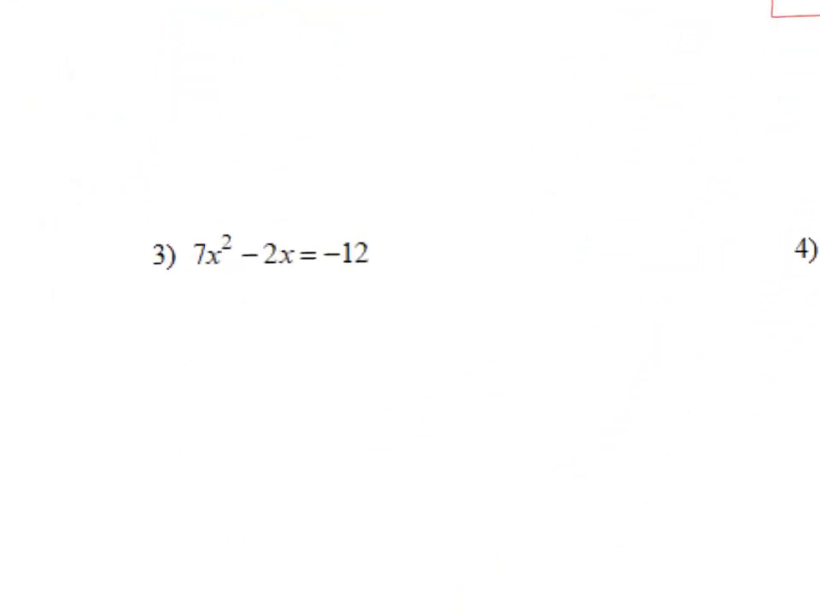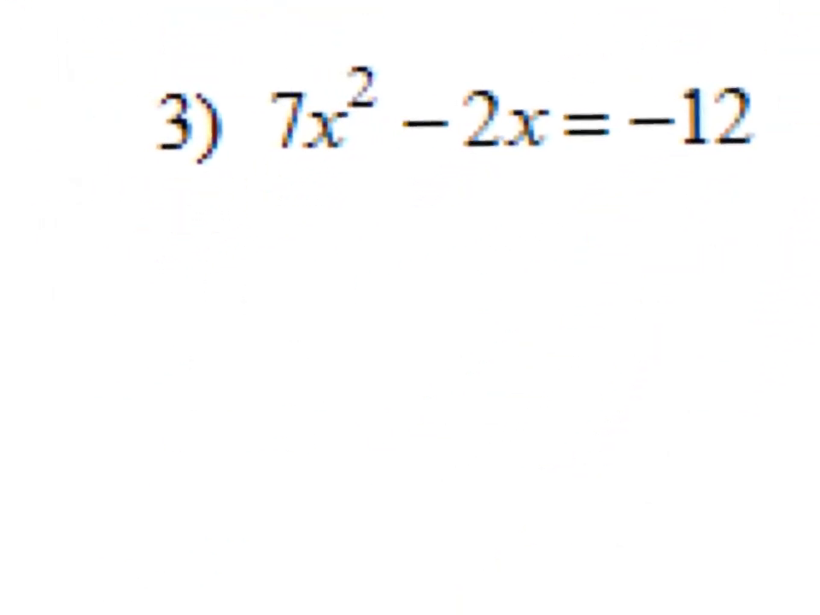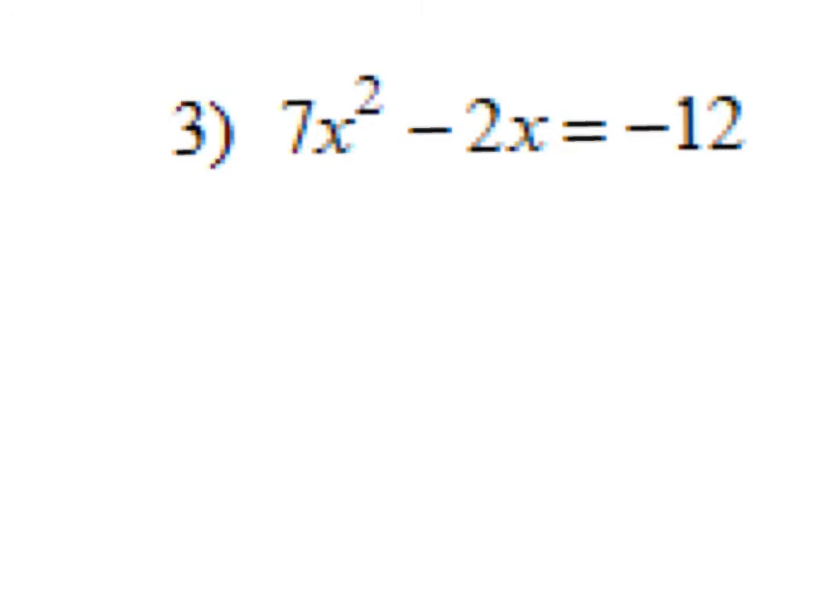All right, number 3. Okay, now this guy's not set equal to 0, so we need to go ahead and get him set equal to 0. So I'm going to go ahead and add the 12 over. So I get 7x squared minus 2x plus 12 equals 0. All right, so I've got A, B, and C.